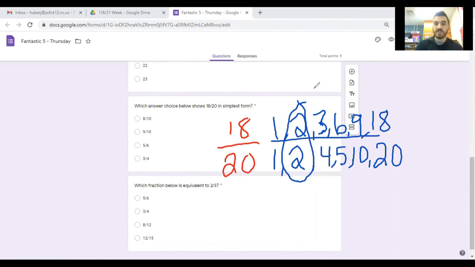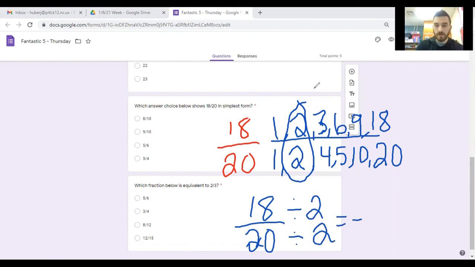Once I have found my GCF, I can go ahead and rewrite my fraction down here. I'm going to divide numerator and denominator by that GCF. So if I do 18 divided by 2, that's going to give me 9. 20 divided by 2 is going to give me 10, which gives me 9/10.